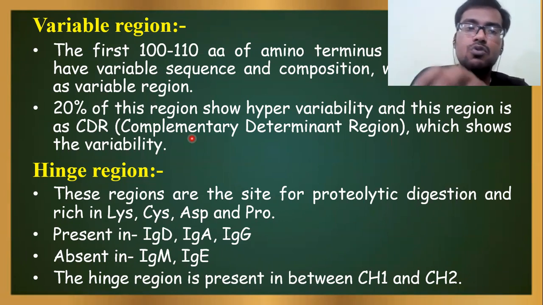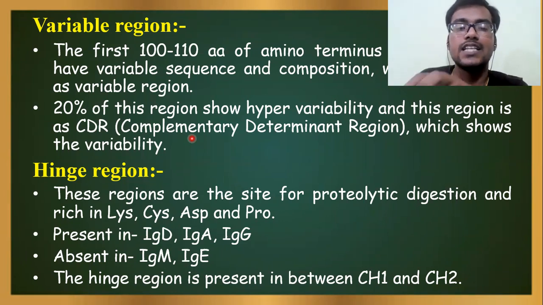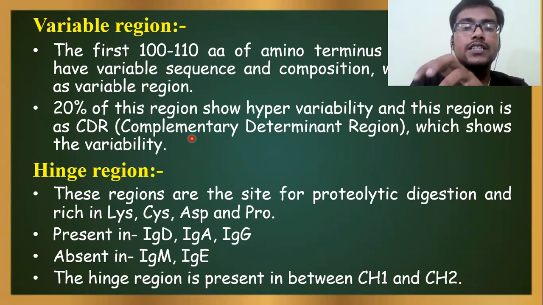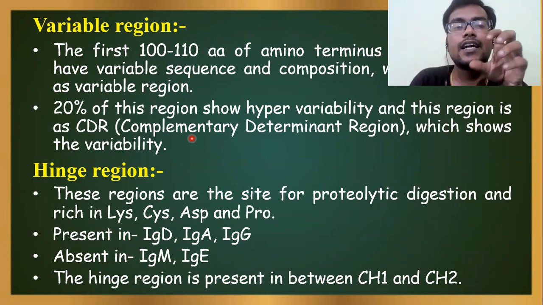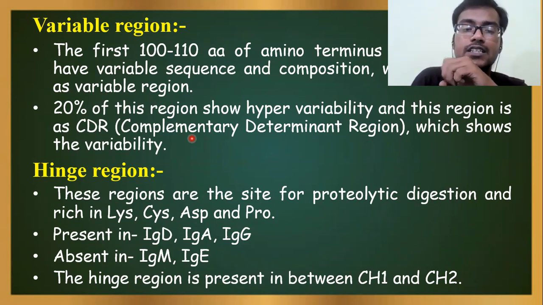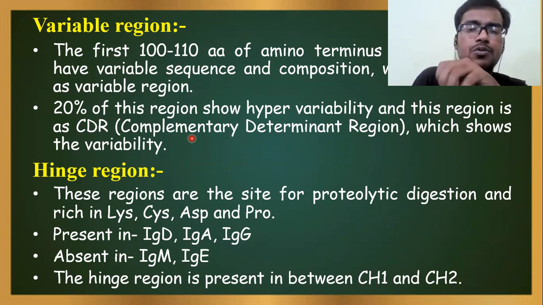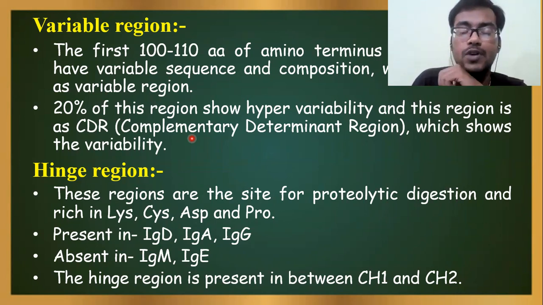Some antibodies show a hinge region and some antibodies lack the hinge region. The antibodies which show the hinge region are immunoglobulin D, immunoglobulin A, and immunoglobulin G. The antibodies which don't show the hinge region are immunoglobulin M and immunoglobulin E. The hinge region is found in between the constant region of heavy chain 1 and constant region of heavy chain 2. So what is constant region? Let's come to that point.